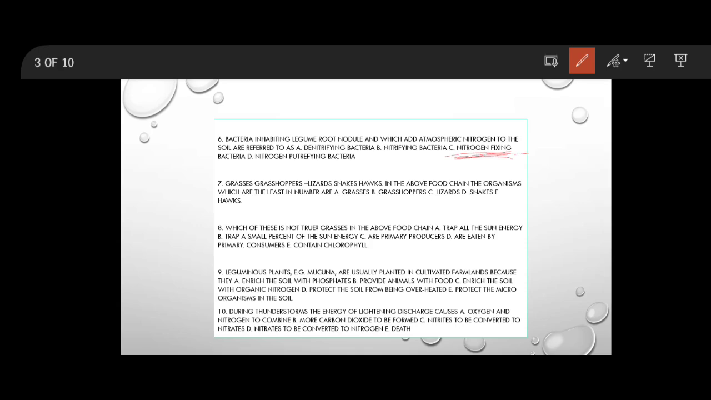Okay, we have a food chain here. Grass to grasshopper, grasshopper to lizard, lizard to snake, and snake to hawk. In the above food chain, the organisms which are least in number are dash.